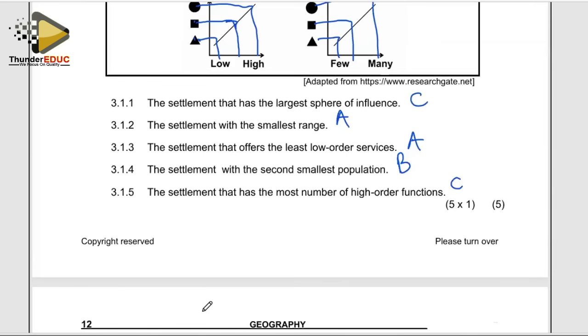You cannot travel a distance to go and buy bread. You buy from the next convenient shop because it's a low order good, and you don't take any considerable effort to make comparison of prices. But when you want to buy a car, you can go and buy a car from somewhere as far as 500 kilometers because it's not a low order, it's a high order product.